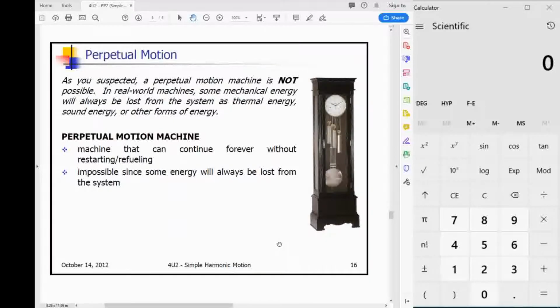So that's a perpetual motion machine. A perpetual motion machine is a machine that can continue forever without restarting or refueling. It's impossible since some energy will always be lost from the system. I'd ask you to write that down.